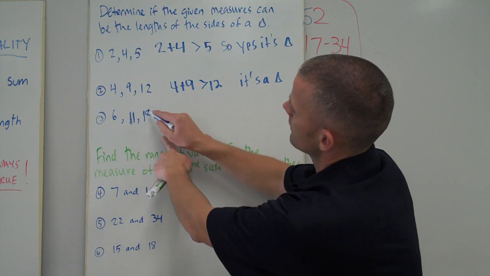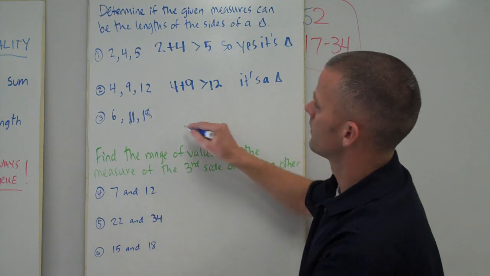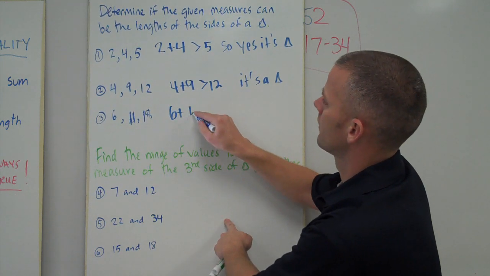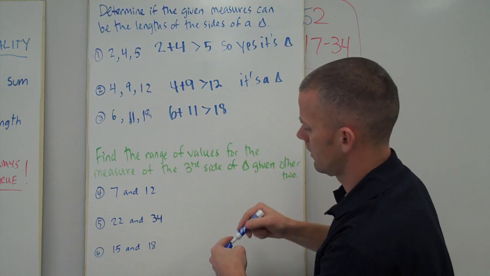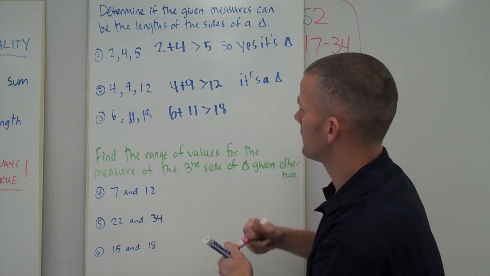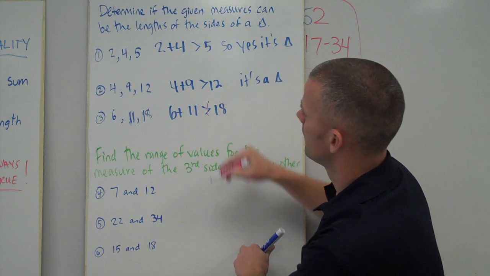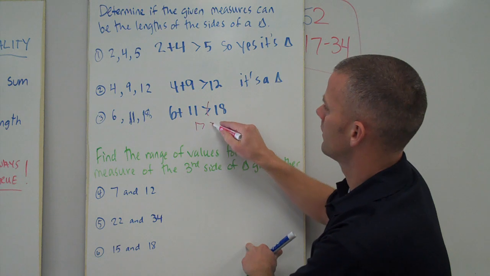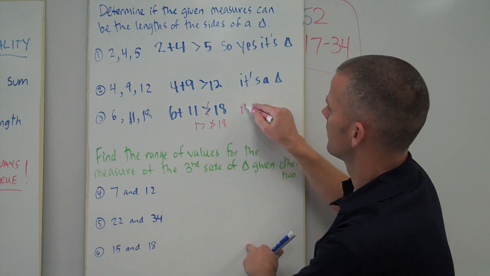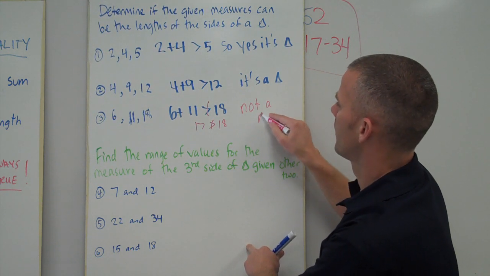6, 11, and this is an 18 right here. So if I take 6 plus 11, is that greater than 18? No, it's not, unless you can't add. So 6 plus 11 is not greater than 18. 17, not greater than 18. So this is not a triangle.